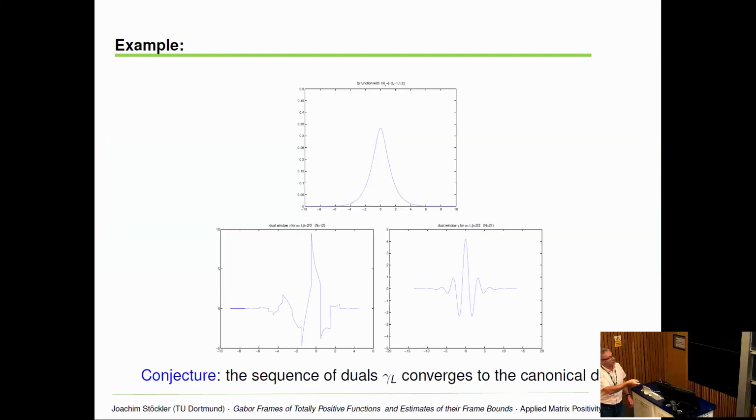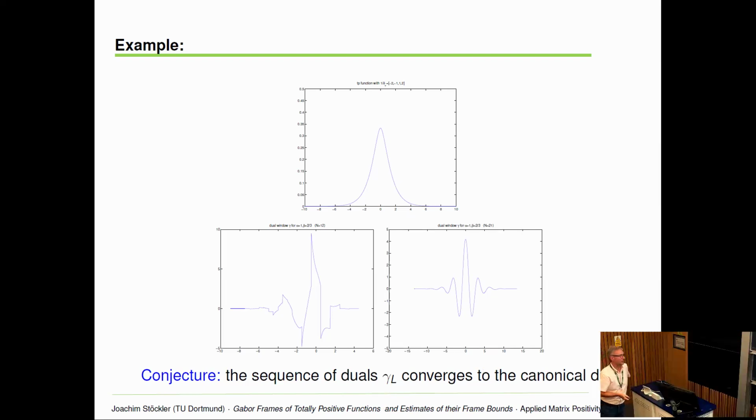Here's a typical graph of a totally positive function, very boring, and with exponential decay on both sides. And here's one dual we find. Well, not so nice, but here's a nicer dual we find. The x-axis has changed. So you see I've increased my L, my support length, and I get still a discontinuous window. That's still one disadvantage of our construction method.